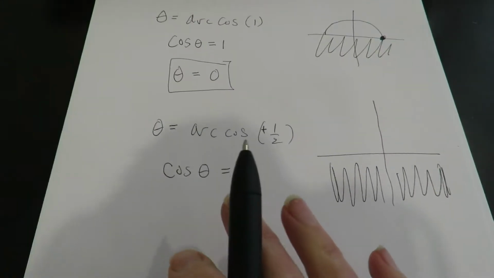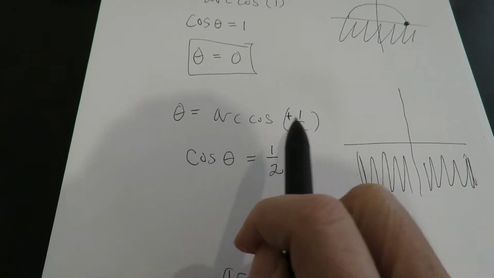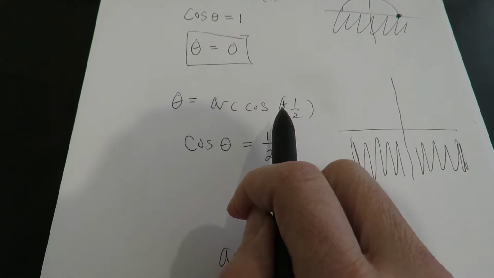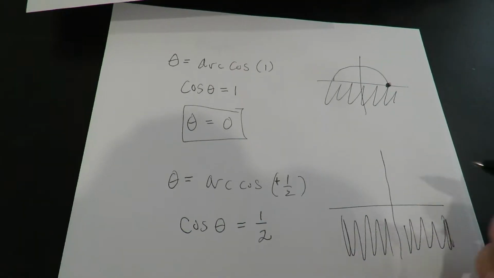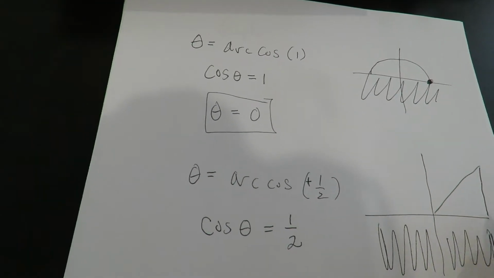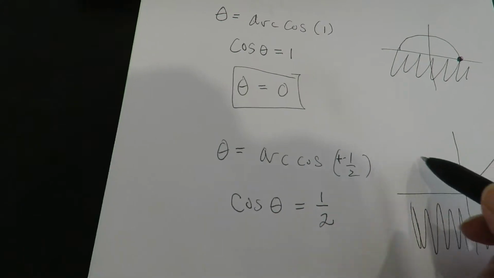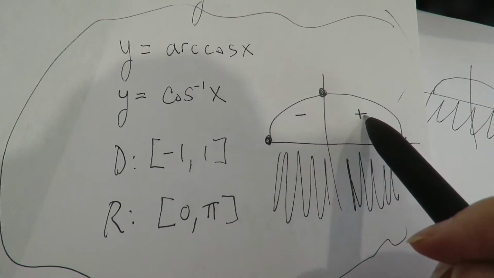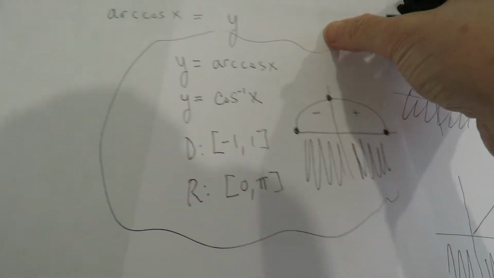All right, so again, for the arc cosine, you cannot use quadrant 3 or 4. Since this is positive, this is so critical here. Since it's positive, that tells you you're in quadrant 1. If this was negative, it would tell you you're in quadrant 2. That's why the plus and minus are important. If it's positive, you're in quadrant 1. If it's negative, you're in quadrant 2.